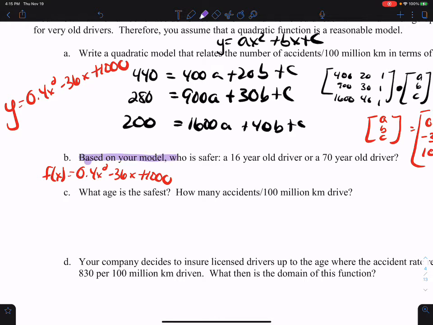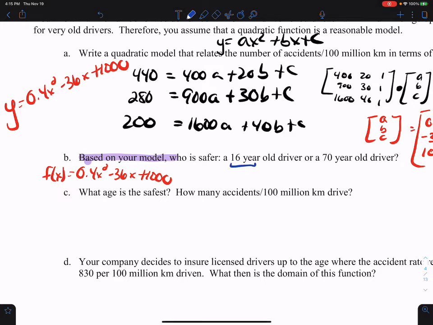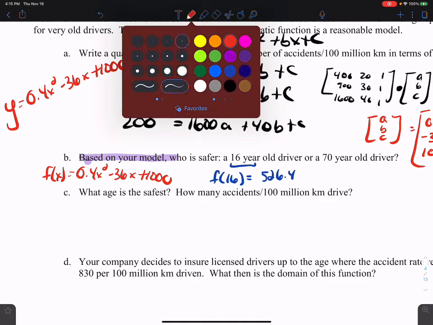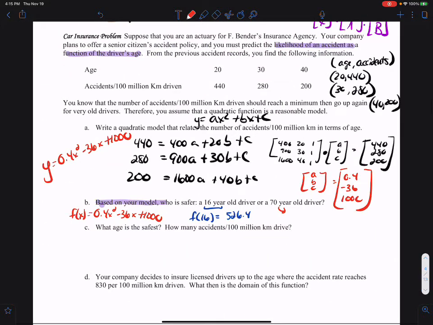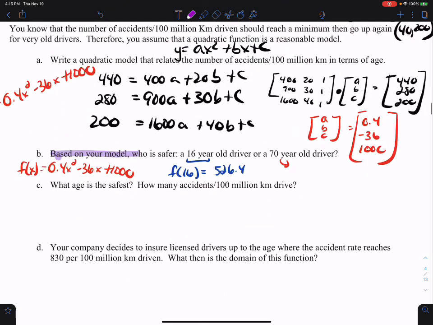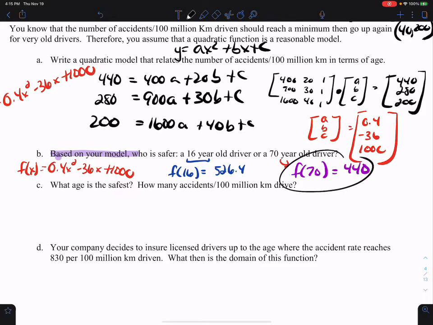So who's safer, a 16 or a 70-year-old? Well, again, it's important to know what x and y were. 16 was an input. So if I plugged 16 into my function, and you'd use your calculator to do that, it comes out to be 526. Again, when I look at 70, I know that age is an input, so I want to plug that age into my equation. So I'm going to plug in 70 into my function, and when we do that, we get 440. So if they asked us who is safer, the 70-year-olds are safer because they have fewer accidents in general.